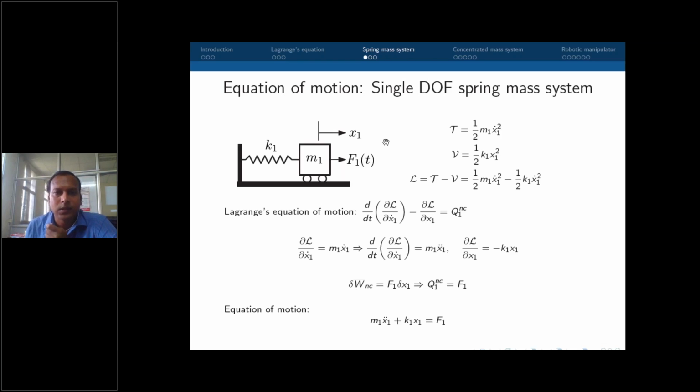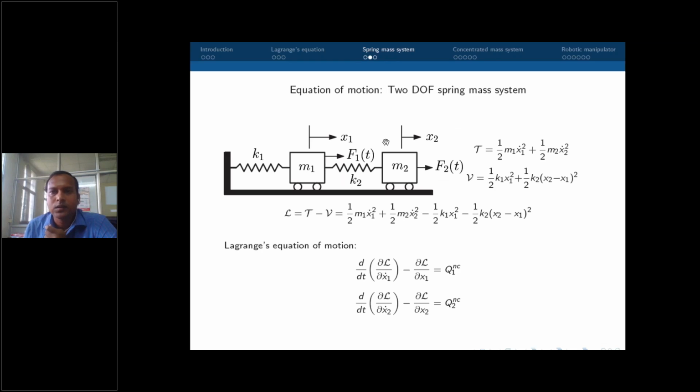Now let us go to the next section. This is a 2 degree of freedom system. We want to find the equation of motion for this 2 degree of freedom system.